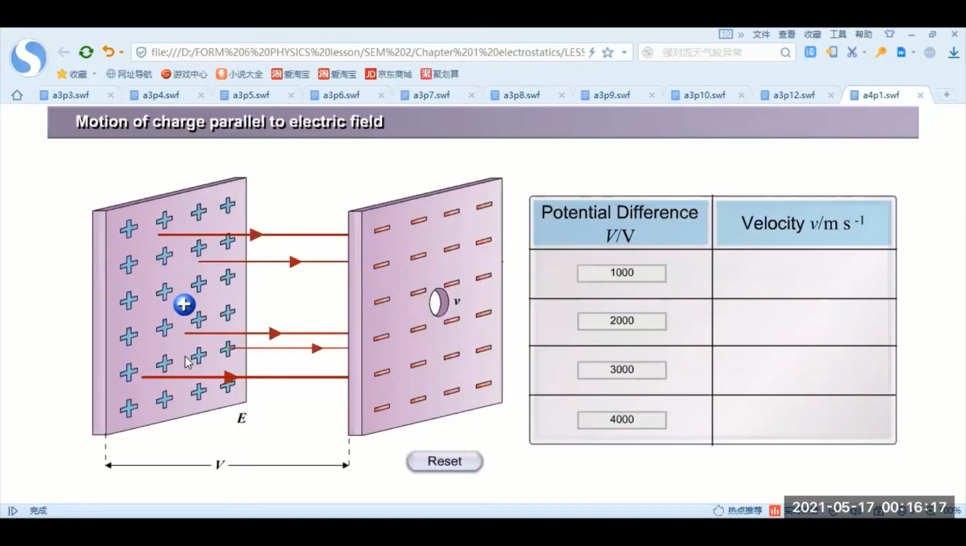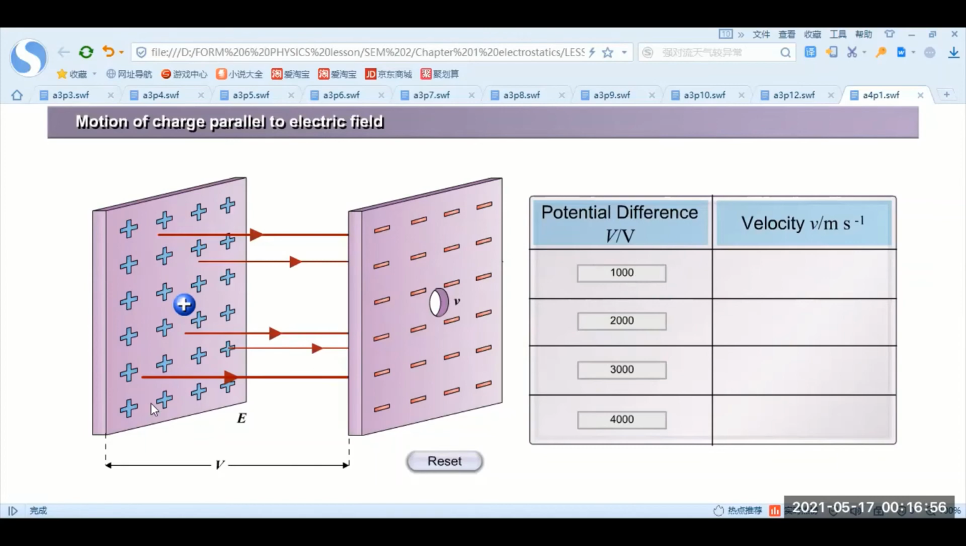Let's look at the electric field. From a positive plate to a negative plate, the lines in between represent the electric field. What happens to a positive charge in an electric field? As we know, a positive charge and the positive terminal repel each other, and the charge is attracted by the negative plate. So what will happen? Look here.